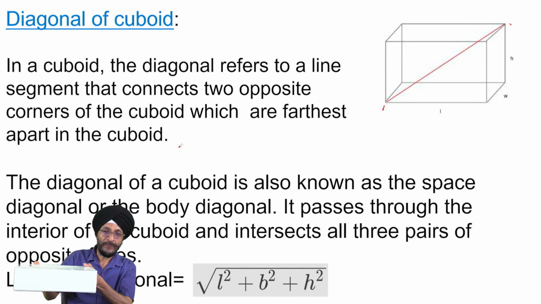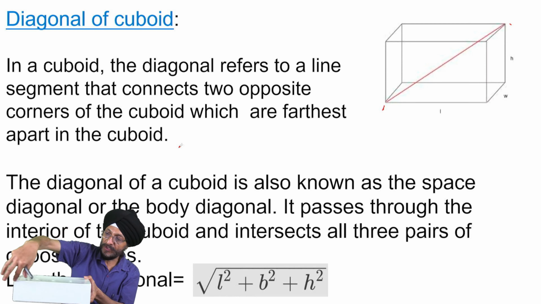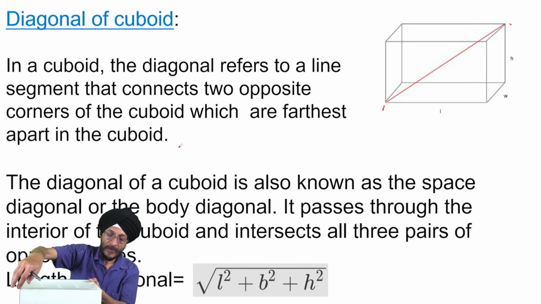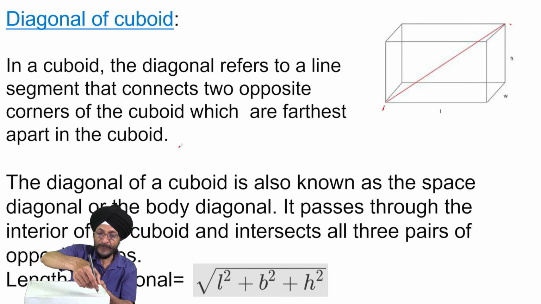Suppose this is the cuboid and we are starting from here. This corner is also opposite, but it is not the farthest. This is also opposite to the corner, but it is also not the farthest point in the cuboid, which is opposite to this point. But when we start from here and go to this point from inside of the cuboid, it will be known as the diagonal, which will pass through the inside of the cuboid.